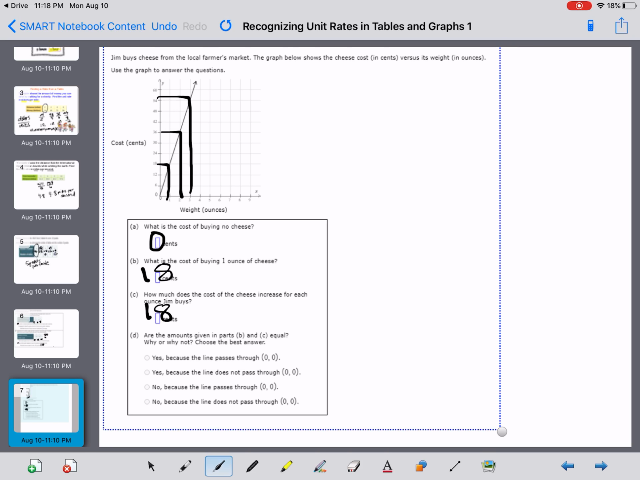Part D. Are the amounts given in Part B and C equal? Yes, they are. And they are equal because the line passes through 0, 0. The line passes through 0, 0, which makes this a linear equation, and it makes it proportional because it starts at 0, 0, and it's going up at the same rate of change.